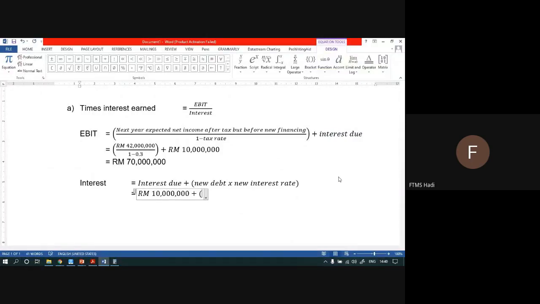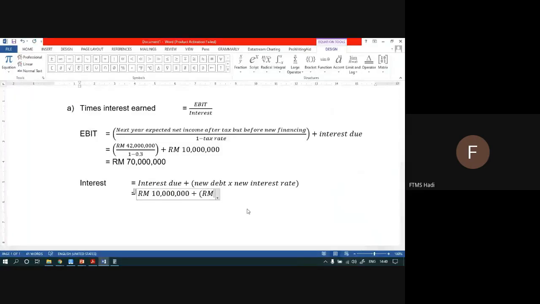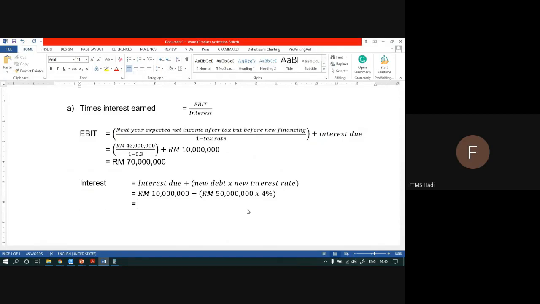Plus the new debt. How to get the new debt? Refer back to question A. You see here, assuming the firm raises 50 million ringgit Malaysia of new debt, and then this is the new interest, 4%. So that means RM 50 million multiplied by 4%. So this is how you do it.